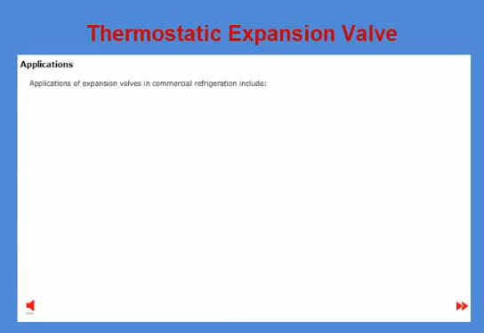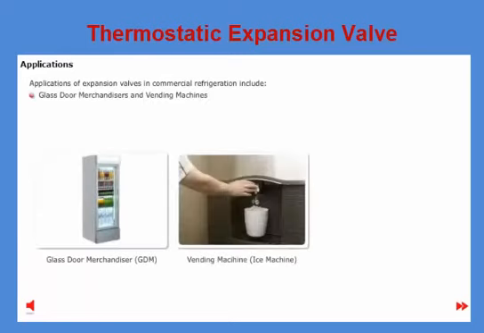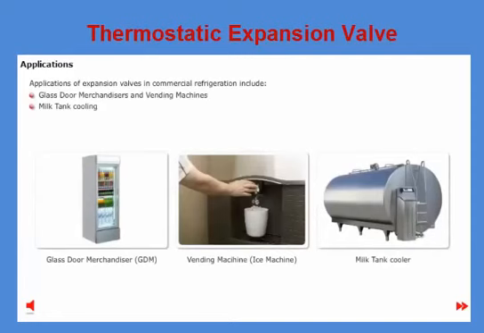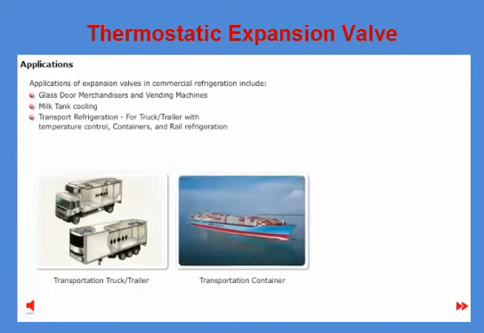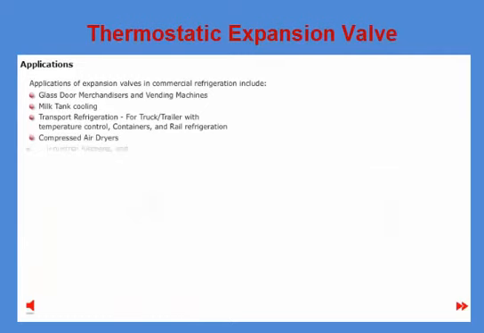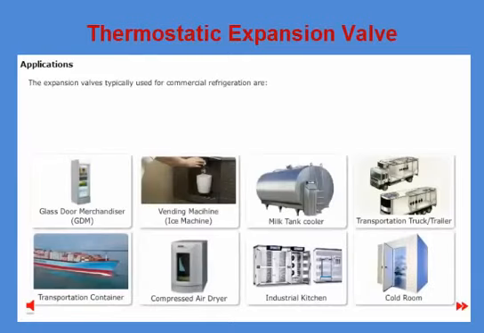Typical applications for expansion valves in the commercial refrigeration section include glass door merchandisers and vending machines, milk tank cooling, transport refrigeration, for trucks or trailers with temperature control, containers, and railway refrigeration, along with compressed air dryers, industrial kitchens, and cold rooms. The expansion valves typically used for commercial refrigeration are T2, TE2, TU-TC, TGE, and TE5 to 55.